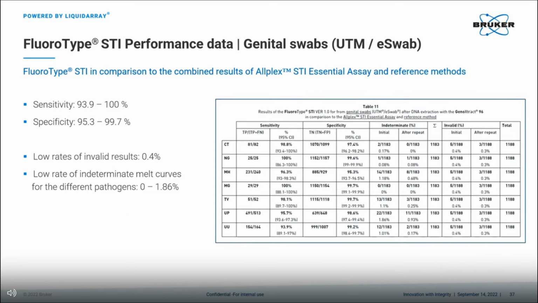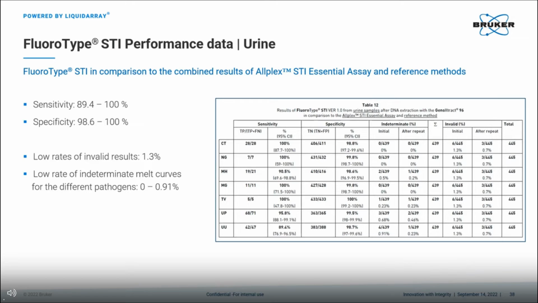Showing some results from our performance evaluation studies, you can see here really very excellent sensitivities and specificities and very low rates of invalid results that we're seeing. These results shown for genital swabs, and then here for urine samples. Again, very low rates of invalid results from testing urine samples, and also a low number of indeterminate melt curves.